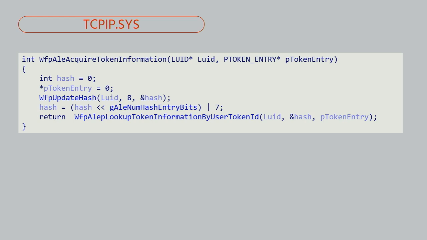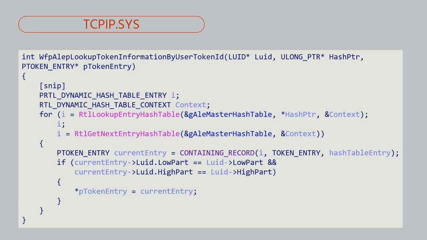But how is an entry found? Here we can see that the hash value is calculated based on the ALE ID, and then sent to another function. Okay, this is the last step, I swear. The driver iterates over a hash table and tries to find the entry that matches the parameters it received. If the entry is found, it is returned to the caller.